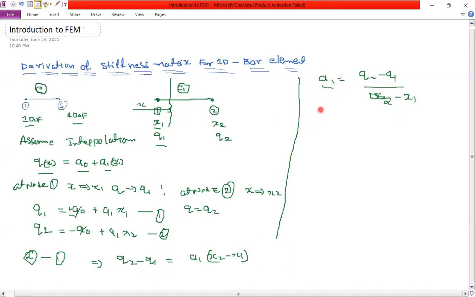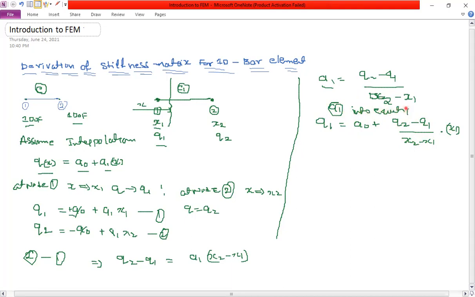Similarly, we have to find the a naught value, and let us substitute into equation number 1. Therefore, q1 would be equal to a naught plus, substituting a1 equal to q2 minus q1 divided by x2 minus x1, times x1. Here we substitute that a1 into equation 1.